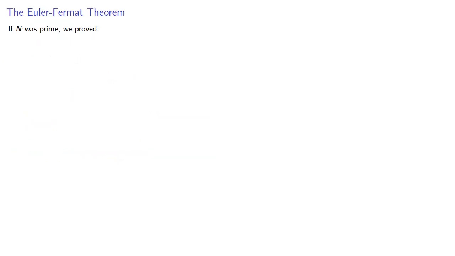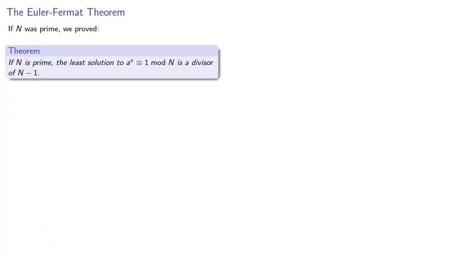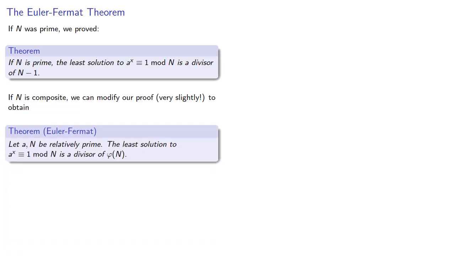So we saw earlier that if n was prime, then the least solution to a to the power x congruent to 1 mod n is a divisor of n minus 1. If n is composite, we can modify our proof very slightly to obtain the following, which is known as the Euler-Fermat theorem. Let a and n be relatively prime. The least solution to a to the power x congruent to 1 mod n is a divisor of phi of n, the number of numbers relatively prime to n.